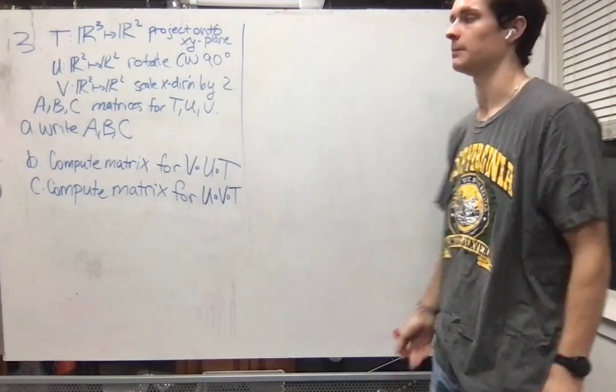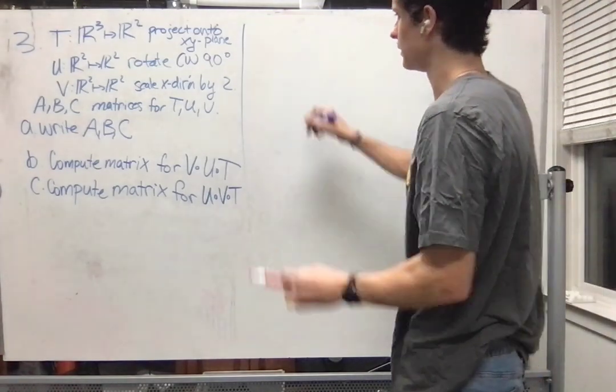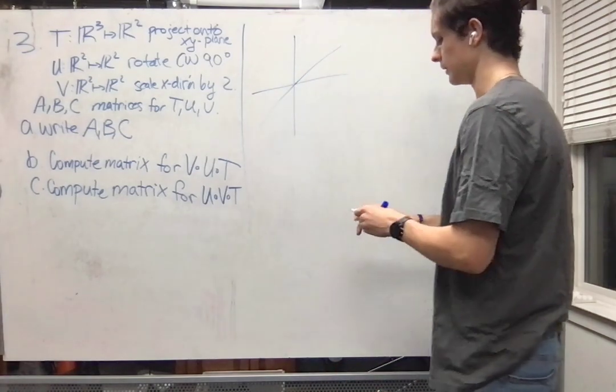So I'll show you what I mean. First, let's picture the transformation. So let's picture T. T takes vectors in R3.